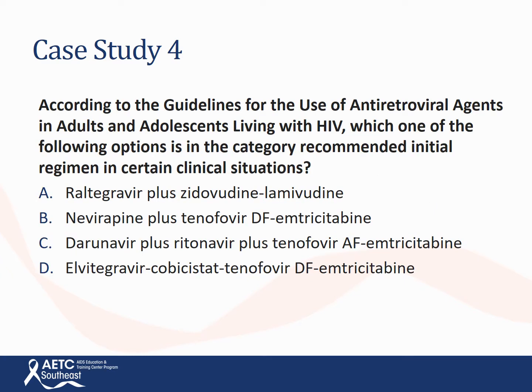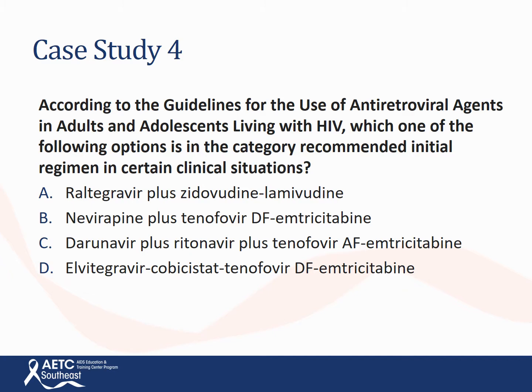According to the guidelines for the use of antiretroviral agents in adults and adolescents living with HIV, which one of the following options is in the category recommended initial regimens in certain clinical situations? A. Raltegravir plus zidovudine, lamivudine. B. Nevirapine plus tenofovir, DF, emtricitabine. C. Darunavir plus ritonavir plus tenofovir, AF, emtricitabine. Or D. Elvitegravir, cobicistat, tenofovir, DF, emtricitabine. The correct answer here is C.